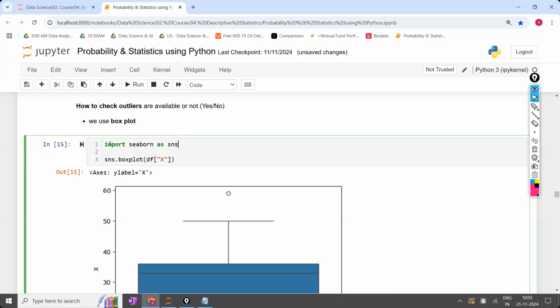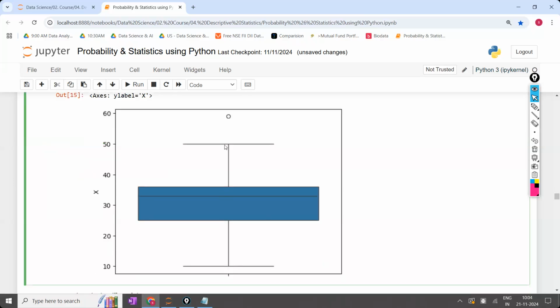Now, import seaborn. Seaborn is a data visualization library. Just as we have NumPy for mathematical operations and pandas for tabular formats, similarly we have Seaborn, imported as sns. Once you apply Seaborn like this, you are going to get a plot. Can you see here a dot is there? Yes, a dot is available, which means outliers are available. Sir, are we going to count the number of dots? No.